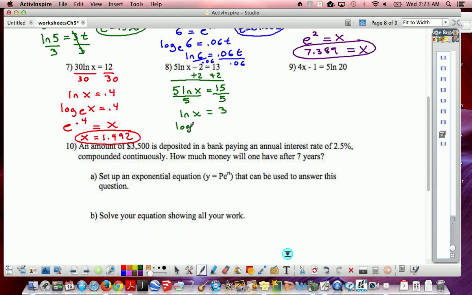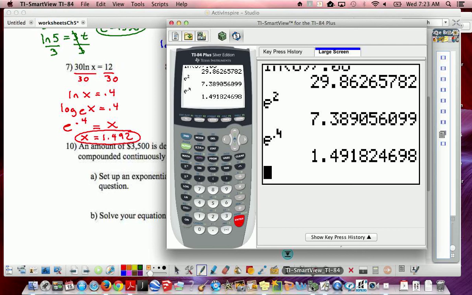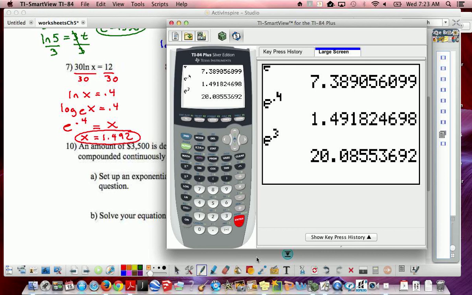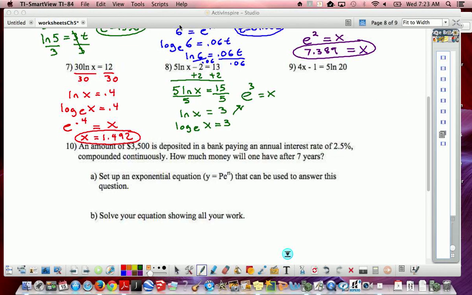So if I think about this like log base e, which is the same as natural log, then I can rewrite this in exponential form. e to the third power equals x. So, calculator time, e, second natural log, so I get e to the third power, 20.086. So x equals 20.086.